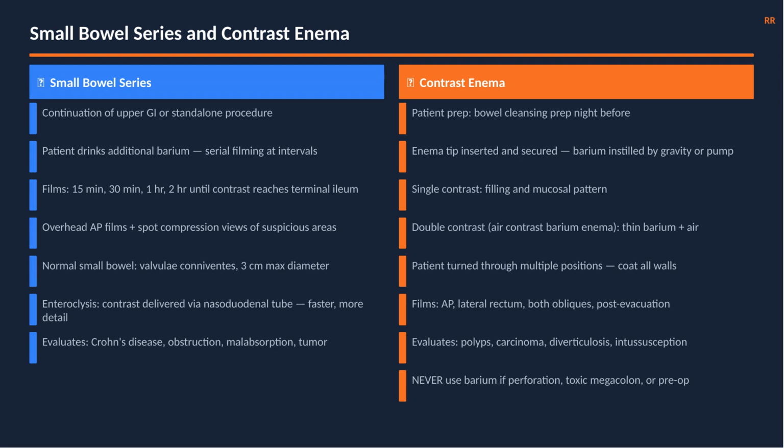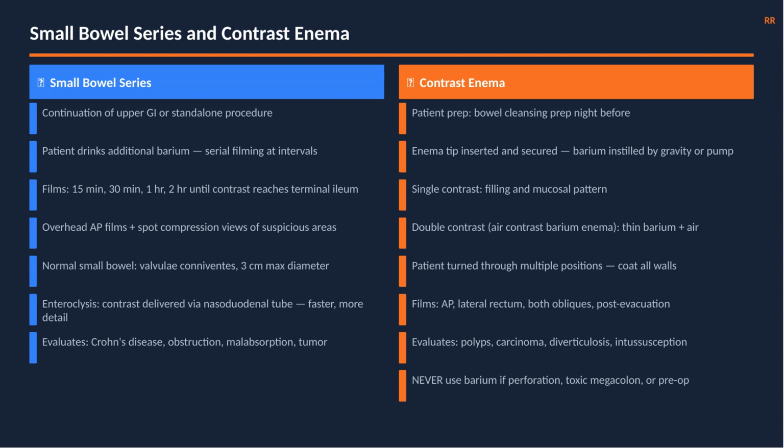Enteroclysis. Contrast delivered via a nasoduodenal tube placed to the duodenojejunal junction. Faster and provides more controlled mucosal detail than the oral method. Contrast enema. Patient prep. Full bowel cleansing prep the night before. Essential for mucosal visibility. Enema tip inserted and secured. Barium instilled by gravity or pump.